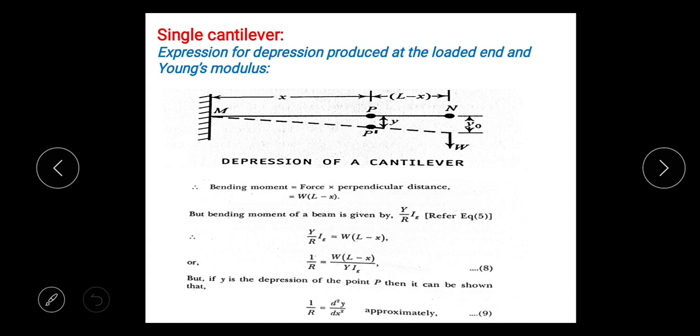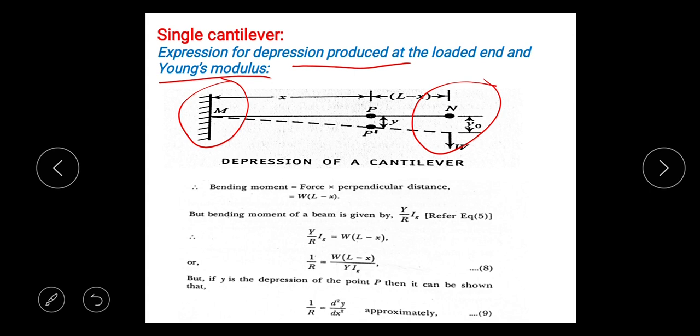Okay, now we'll take one expression, that is the expression for depression produced at the loaded end and Young's modulus. Two expressions we write, for a single cantilever. I have already studied that a single cantilever is a beam whose one end is fixed and another end is free, and that free end is loaded with a certain load W.